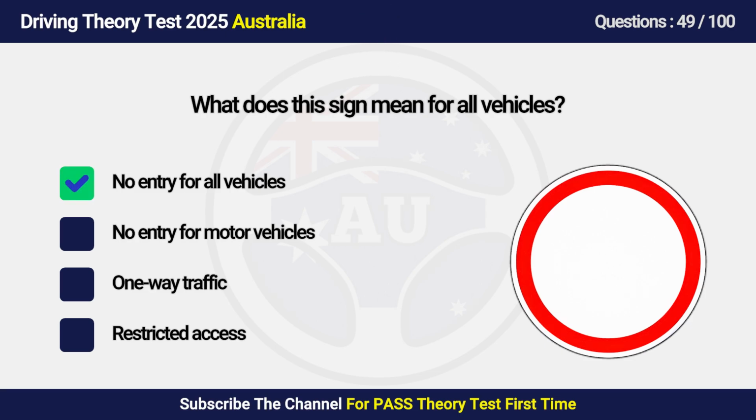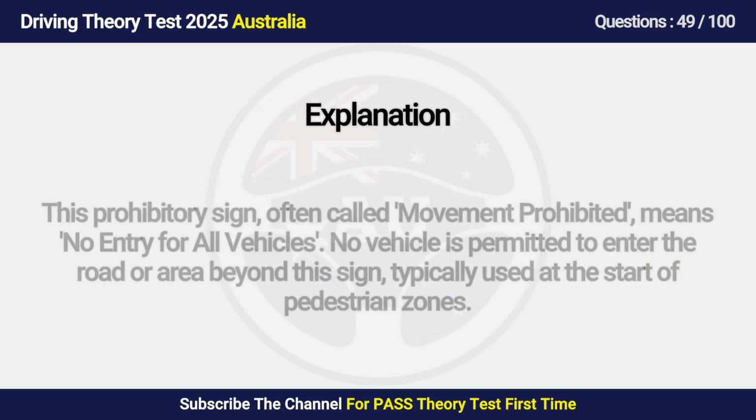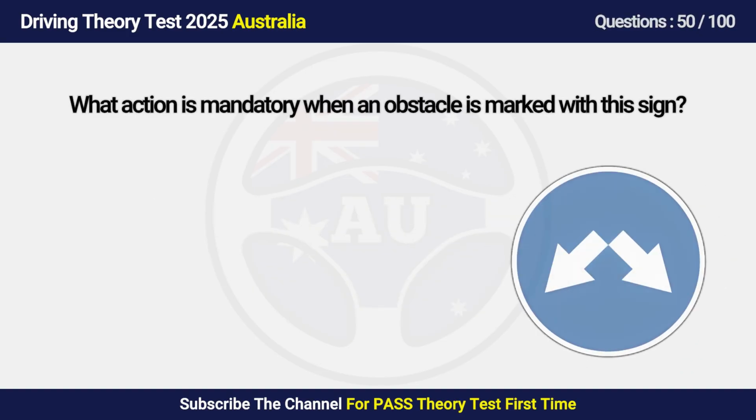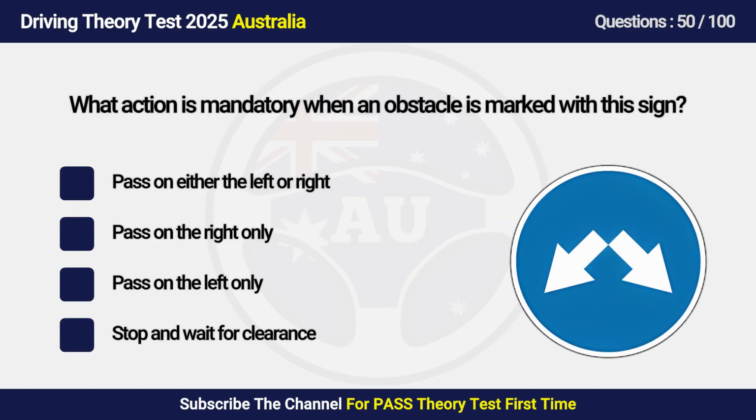Answer is A. No entry for all vehicles. This prohibitory sign, often called movement prohibited, means no entry for all vehicles. No vehicle is permitted to enter the road or area beyond this sign, typically used at the start of pedestrian zones. Question 50. What action is mandatory when an obstacle is marked with this sign?